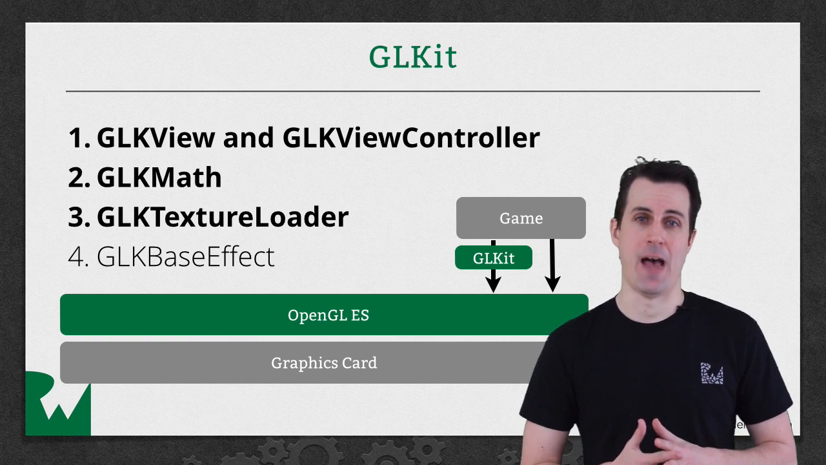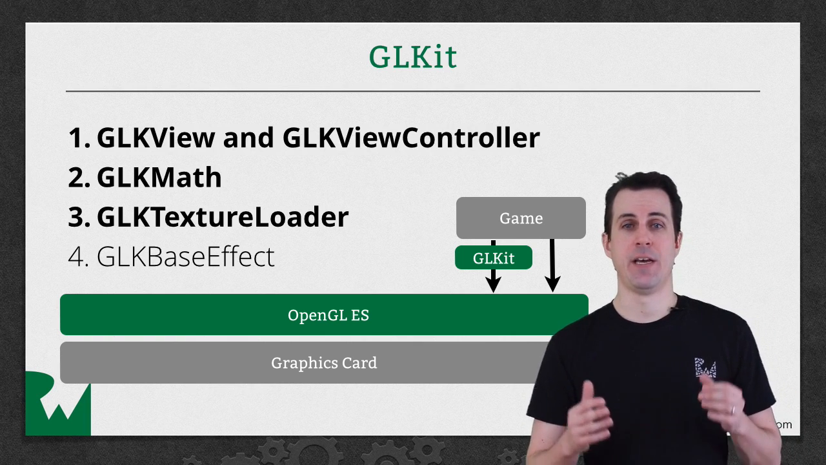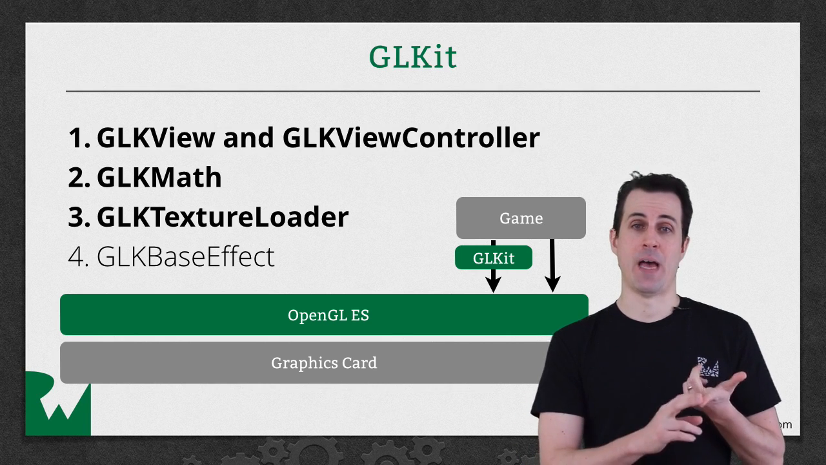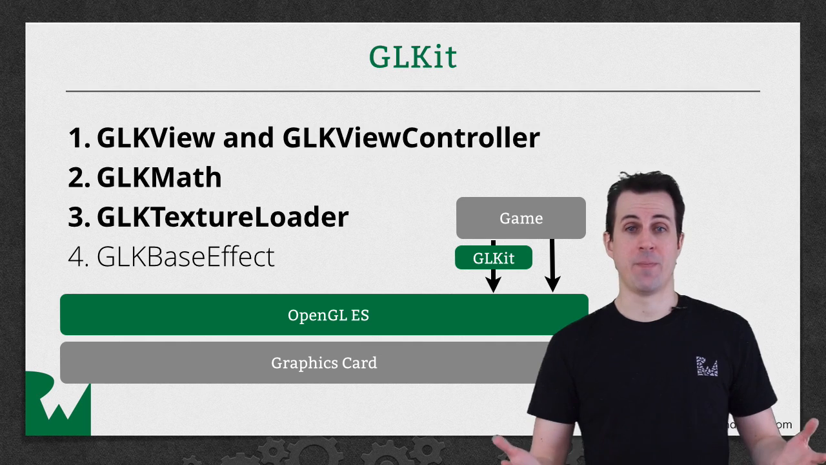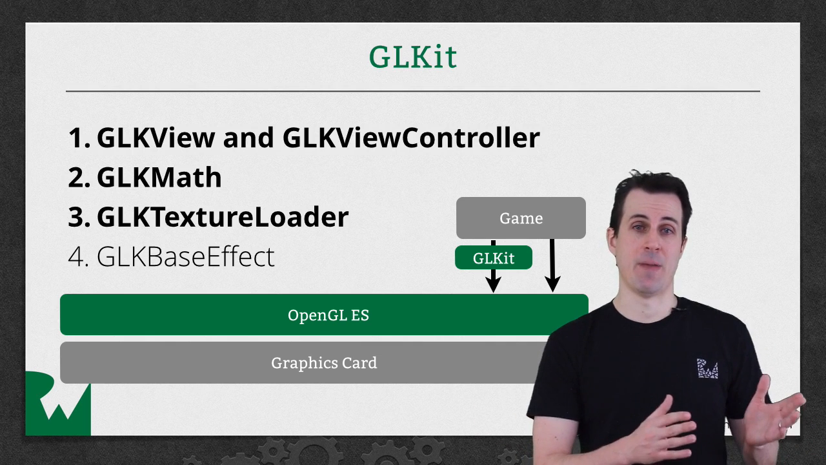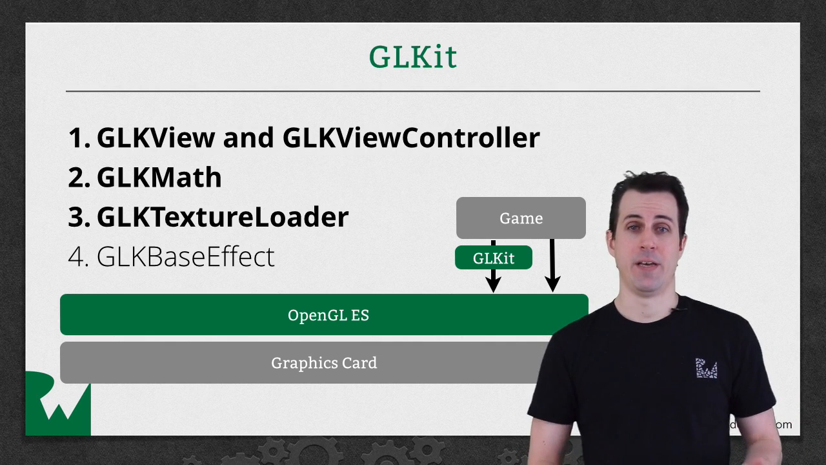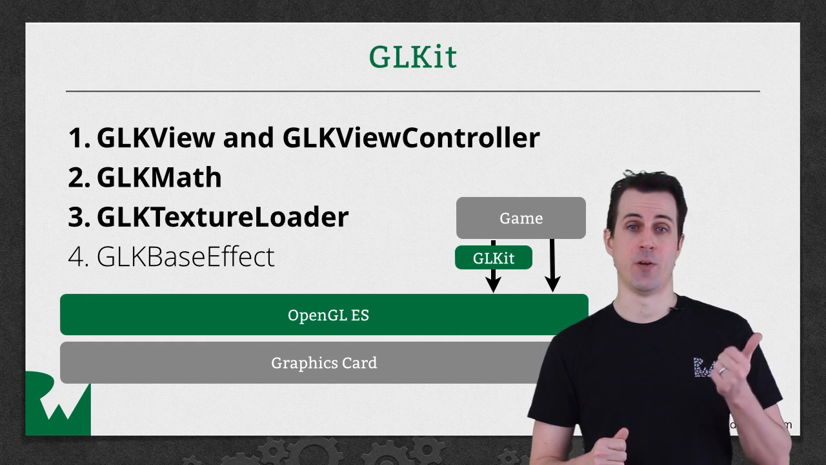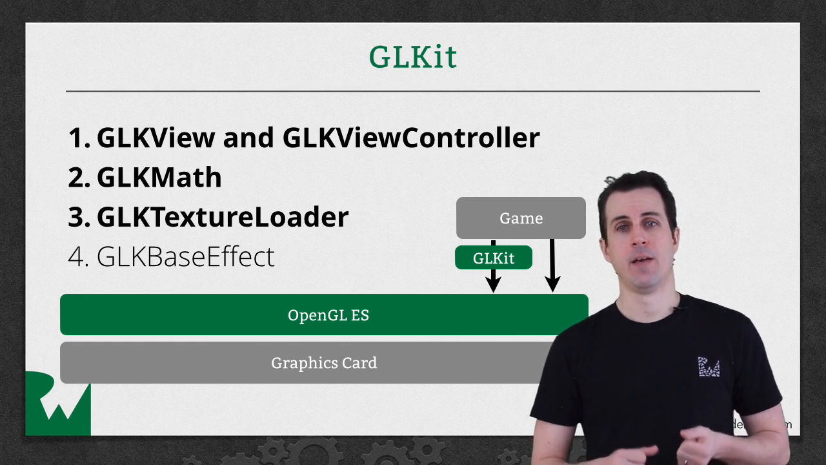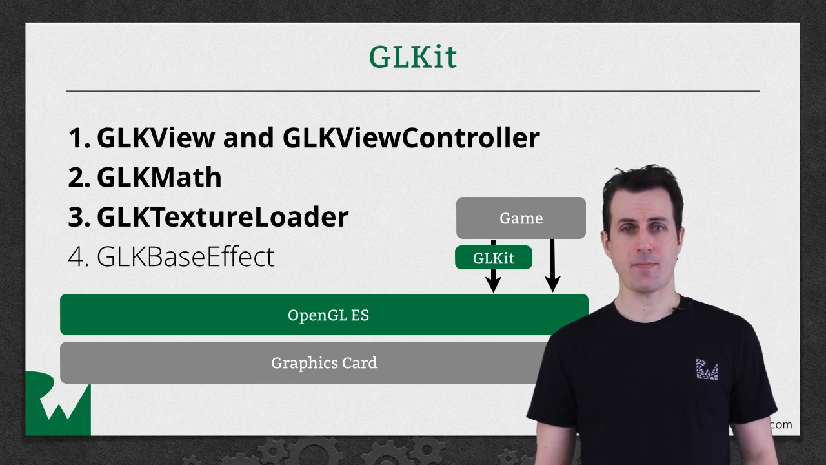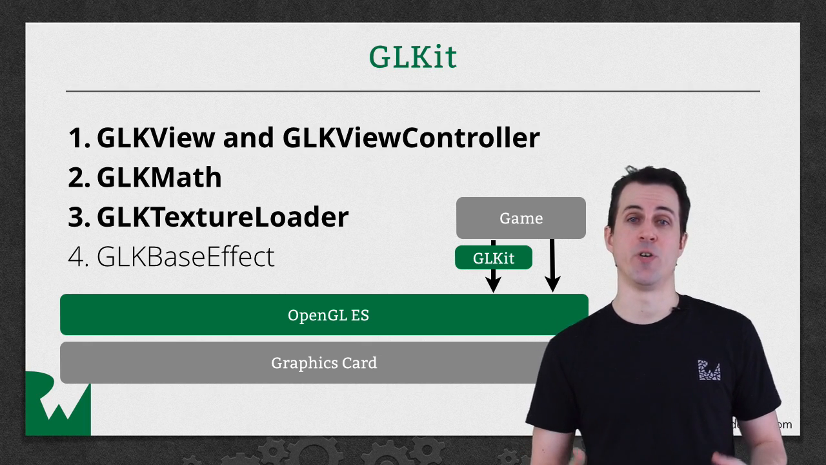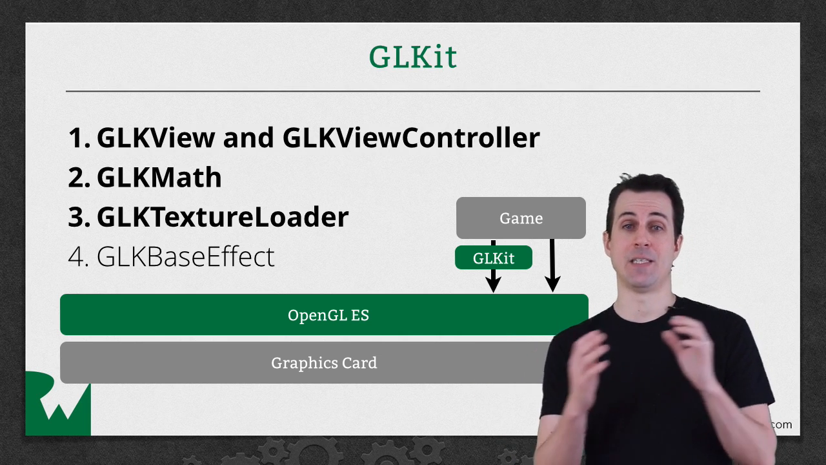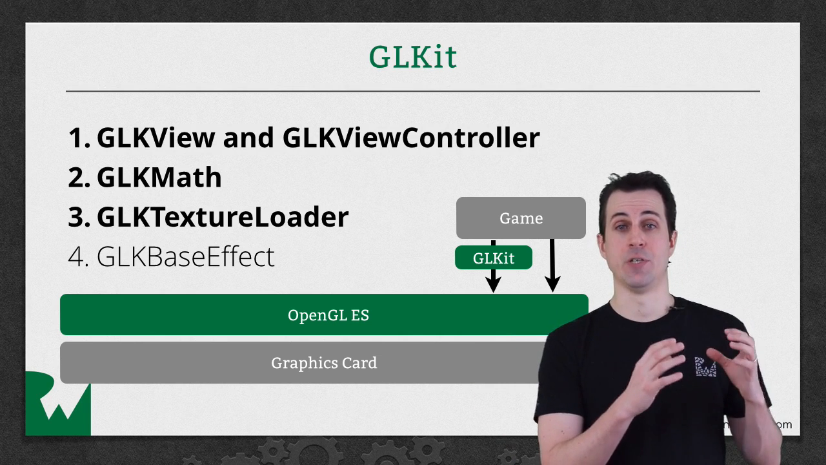The next is GLKMath. This is a handy 3D math library that you can use to do things like matrix math, vector math, and so on. And if you're going to make a 3D game, you're going to need a math library. So why not use this one? It's full-featured and it's really optimized to run well on the iPhone platform, so it's definitely another great win. The next is GLKTextureLoader. Without this, you'd have to write some annoying code when you want to load textures that loads graphics using Core Graphics APIs and gets them into the format that OpenGL knows and expects.